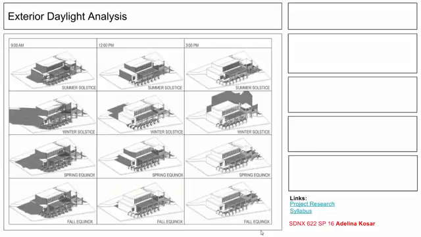And exterior daylight analysis, reinforcing what the pergola is doing, what the louvers are doing, just allowing for indirect lighting to come into the classroom and provide shading during the summer times and allow for warmth of the sun to come in during the winter time.